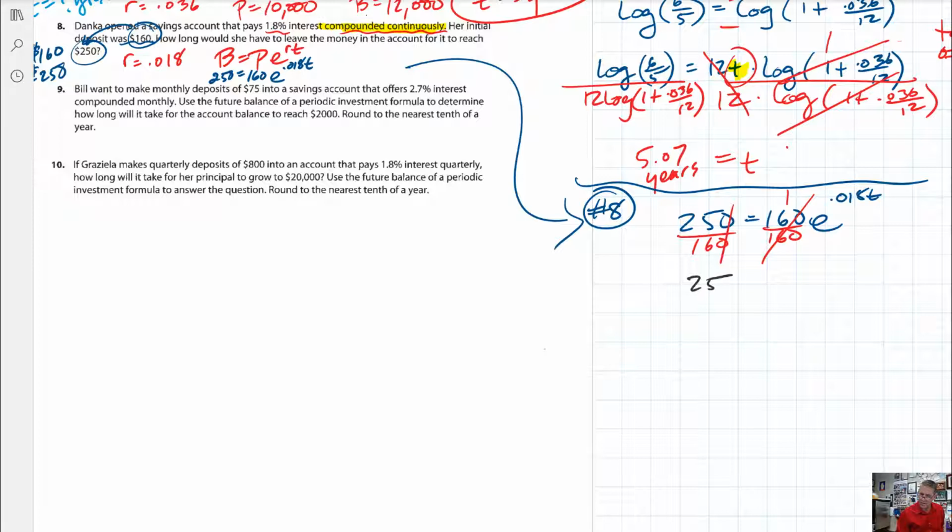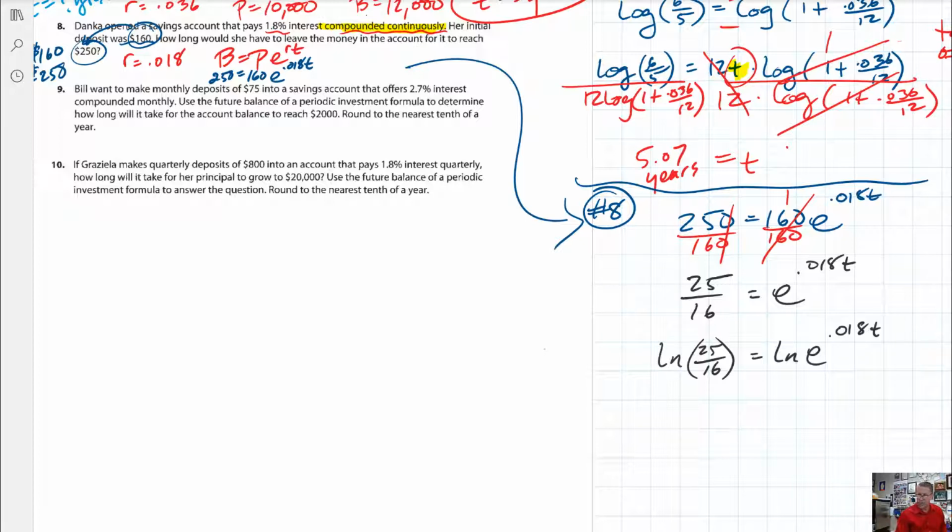So 25/16. And you don't need a decimal there. You can just keep it like that because you're going to let Desmos do the work. So you don't have to worry about changing to a decimal or anything like that because Desmos is going to do it. Now, since it's base e, I'm going to take the natural log of both sides. There's a reason for that. It doesn't matter which base you use, but here it's going to be easier to use the natural log.